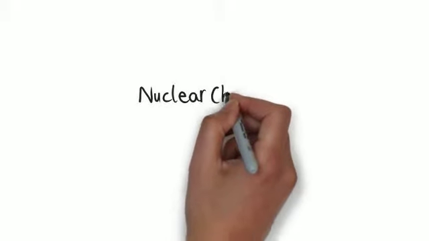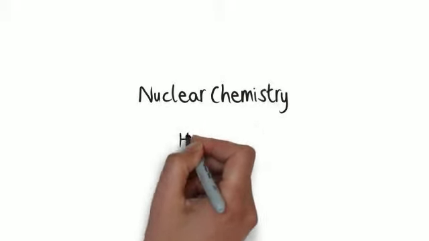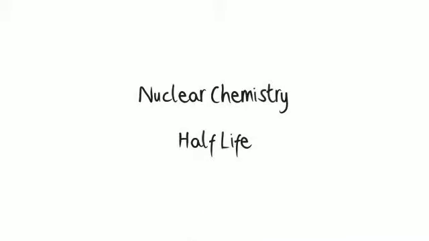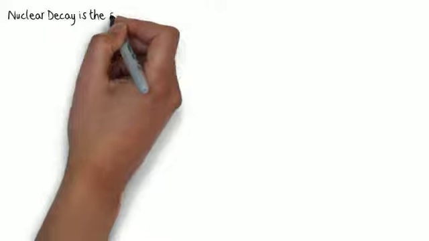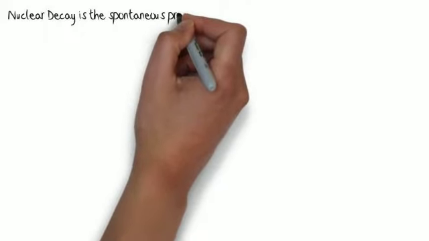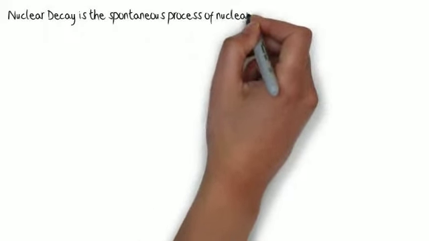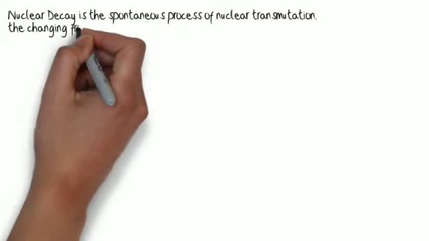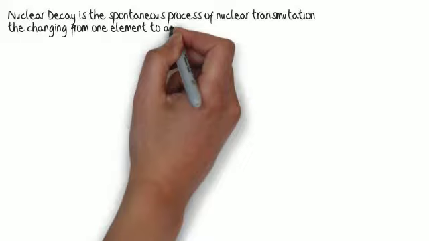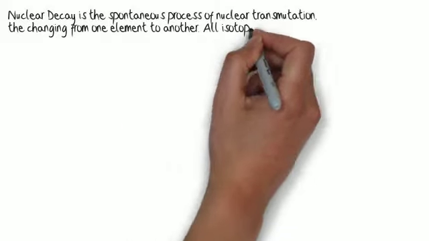Okay, so we're going to talk about nuclear chemistry, focusing on half-life today. And to begin, we need to talk a little bit about what nuclear decay is. So, nuclear decay is the spontaneous process of nuclear transmutation, which is the changing from one element to another.